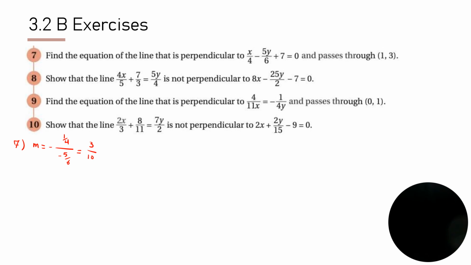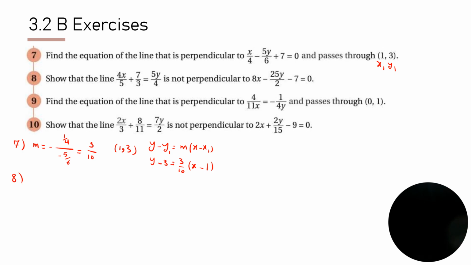The point that is given is (1, 3). Use the formula y minus y1 equals m times x minus x1. Call the point x1 and y1. Substitute, and it will be y minus 3 equals 3 over 10 times x minus 1. You can simplify it and turn it into general form if it is needed.